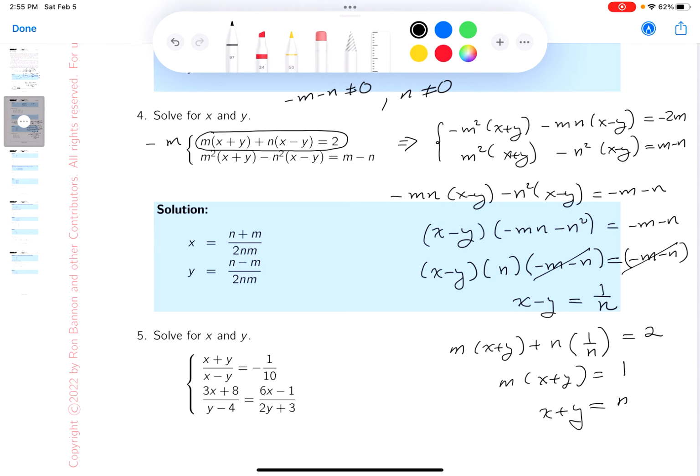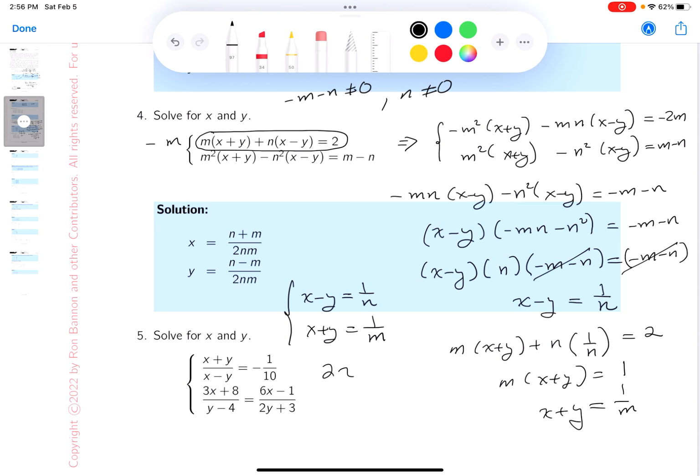I'm sorry. I'm going to get my eraser out. I spoke too quickly. It is 1 over m. Well, let's write this down now. We got two really simple equations now. x minus y equals 1 over n, and x plus y equals 1 over m. Now, there are many roads to that, but let's just write this down. If I add these together, it looks pretty simple.